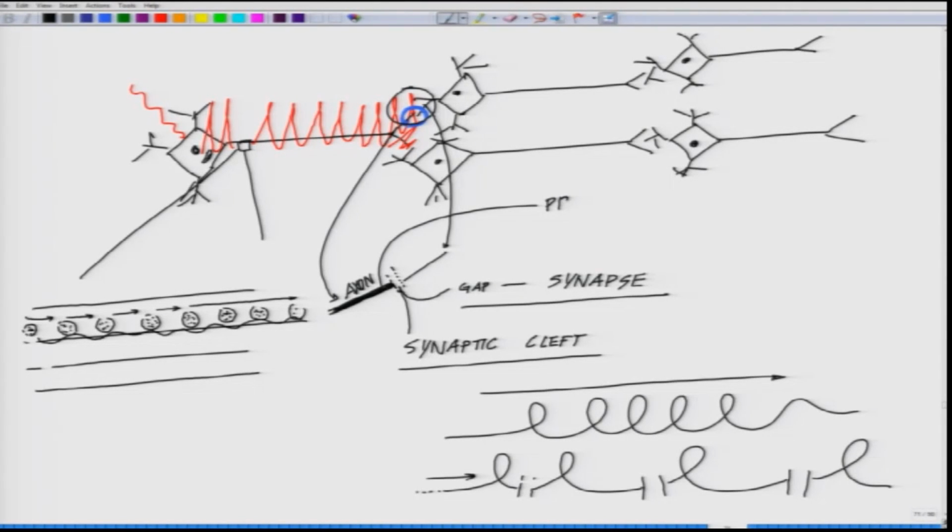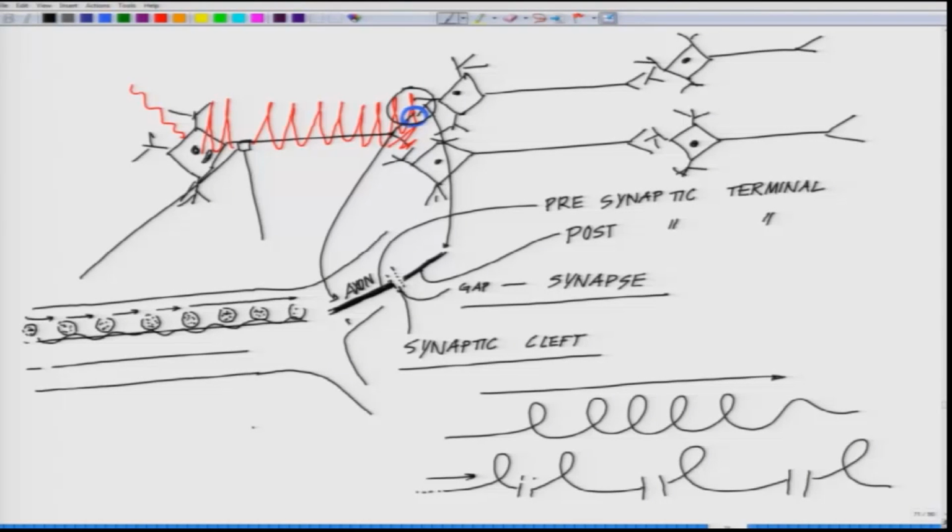This is your presynaptic terminal, and this part, which is the dendritic end, is your postsynaptic terminal. Now, at the fag end of the presynaptic terminal, the axonal terminal, what you see is, say for example, if I stretch this diagram, you will see a lot of vesicles which are sitting there like this.